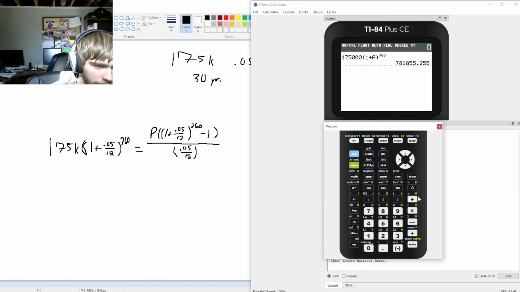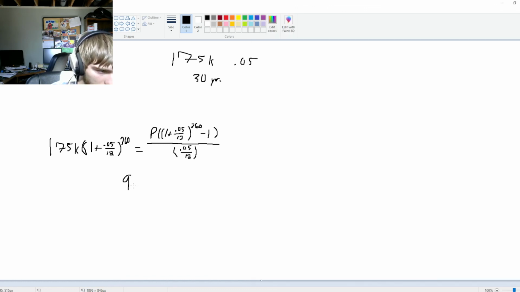Now we're going to multiply by that A value. And now we are going to divide by quantity 1 plus A to the 360 power minus 1. And this should give us our answer. $939.44.